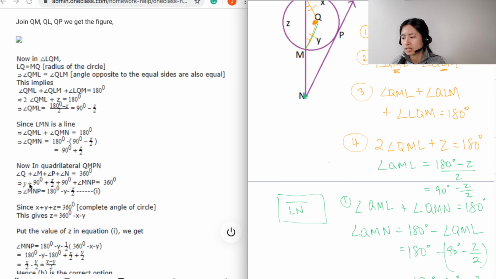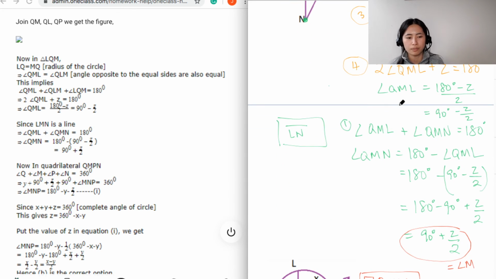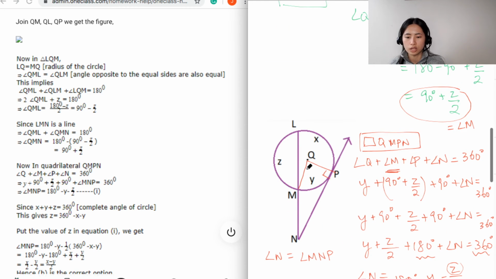Now, if you're looking at LMN as a line, right, you're going to say that it forms a linear pair, the two angles respectively. It's angle QML and angle QMN. That's 180 degrees, and they're solving for angle QMN, and the reason being is because you want to have an equation of angle M. The reason why you need angle M is because you're going to use that information when you're looking at your quadrilateral Q, M, and P, which is what we did afterwards.